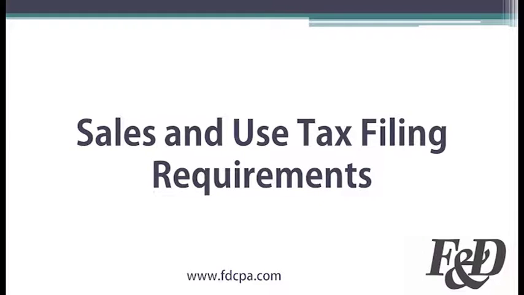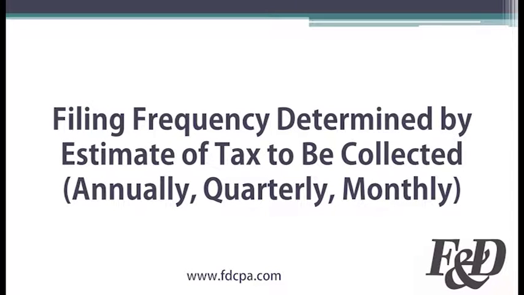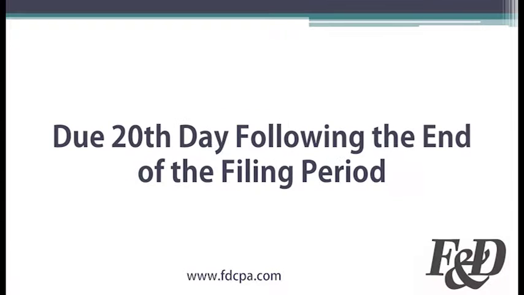I would like to conclude this with a brief overview of the filing requirements for contractors that have to file sales and use tax returns on their own. The filing frequency is based upon the amount of tax that you are expecting to collect from your customers during the year. If you think that you are going to be collecting $100 or less for the year, you can file annually. If you are between $101 and $1,200, you are a quarterly filer, and more than $1,200 will make you a monthly filer. The return is due 20 days after the end of the filing period.